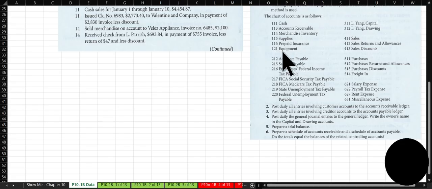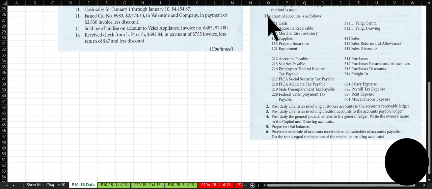So let's say they had furniture, which is also a fixed asset. Maybe that will be 1, 2, 2. Same thing here. You notice that the cash is 111. Well, if they had a petty cash, maybe that would be 112. And then for accounts receivable, we have just one account because this is our control account. But in the subsidiary ledger for our customers, we can have multiple accounts. And of course, each customer's account is going to have its own unique account number.